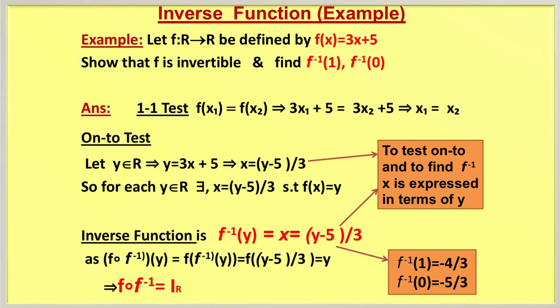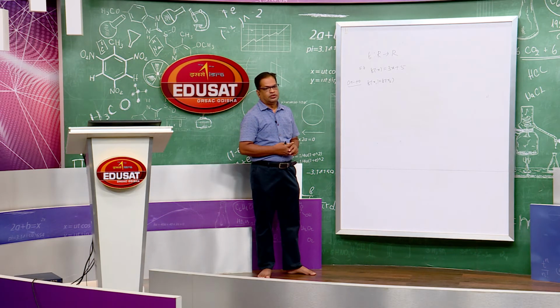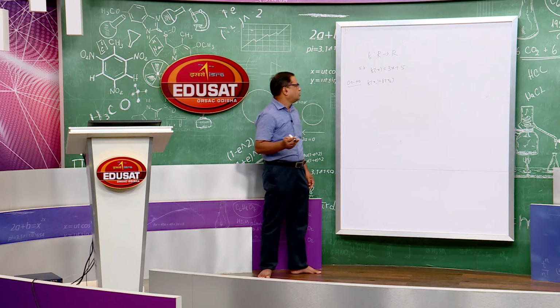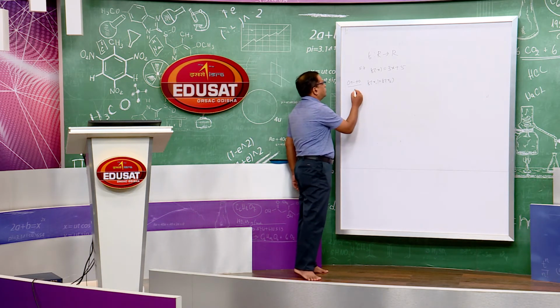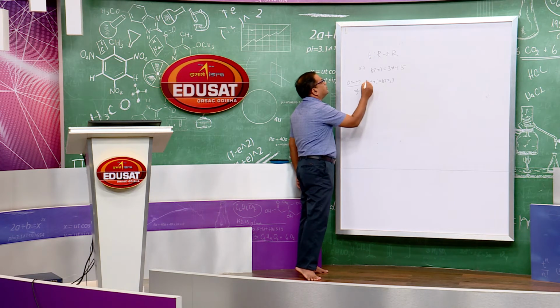Now, f is a real function from R to R such that f(x) is equal to 3x plus 5. Invertible means the function must be bijective. Bijective means we have to test the function for one-one and onto. So, for the one-one test, what will we do? We will take f(x1) equal to f(x2) and show x1 is equal to x2.